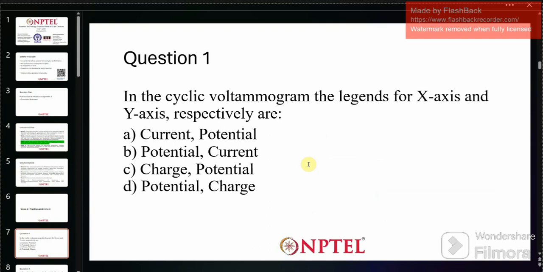This is the first question. The cyclic voltammogram is widely used as a signal detection technique. In a cyclic voltammogram, the legends of the x-axis and y-axis respectively are: option A, current and potential, meaning current on the x-axis and potential on the y-axis; B, potential and current, so potential on the x-axis and current on the y-axis; C, charge and potential, charge on the x-axis and potential on the y-axis; or D, potential on the x-axis and charge on the y-axis. Any guesses?